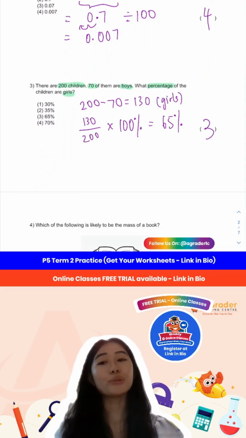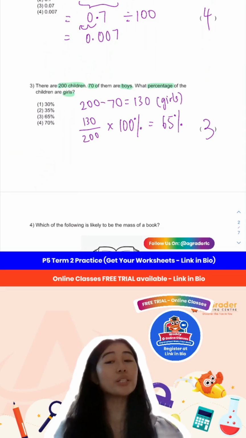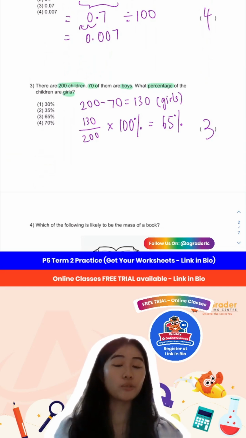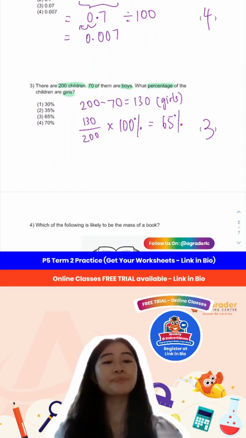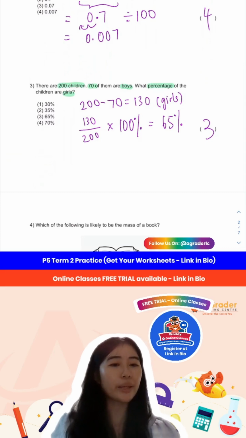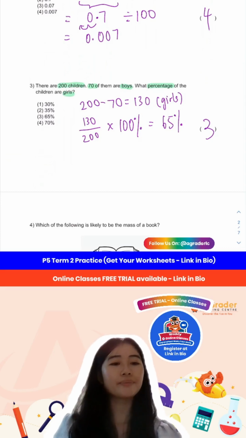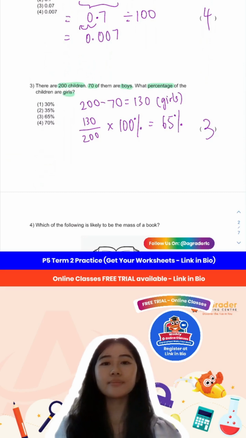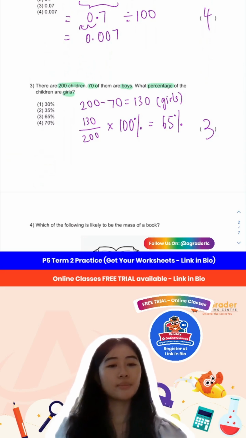Okay, so some of you find the percentage that are boys for this question, then you use 100% minus the percentage for the boys to get the percentage for the girls. Yeah, you can do that as well. Okay, so that is user 745's method. That's all right. Okay, next one.